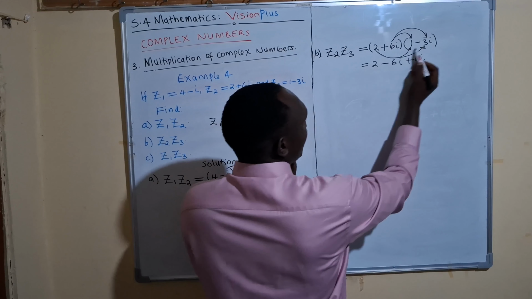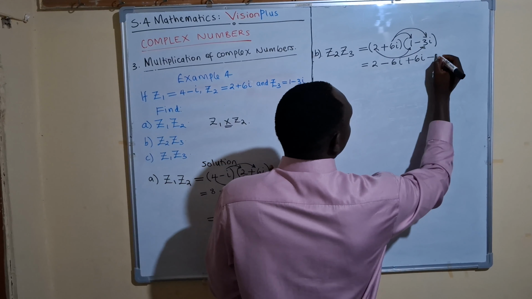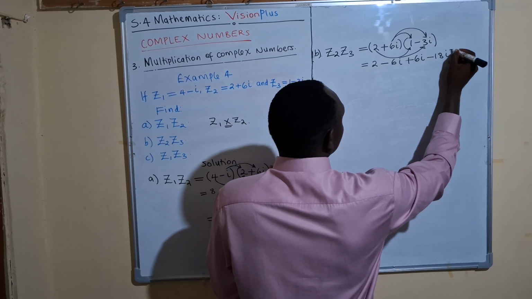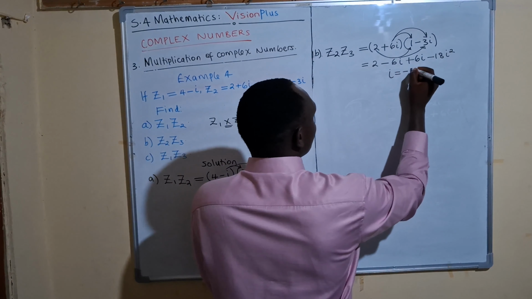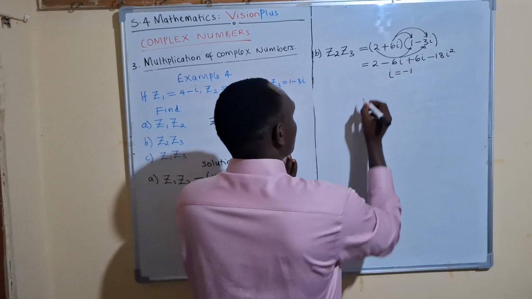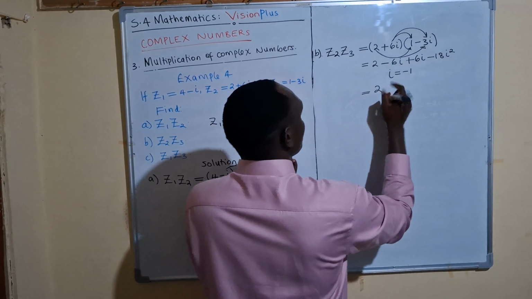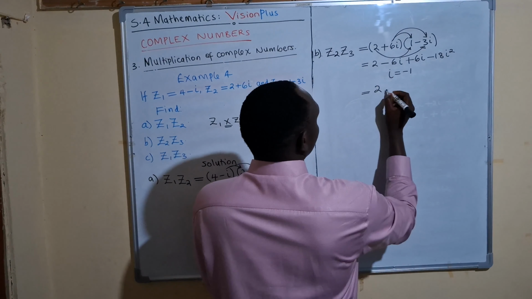Again, 6i, which is positive, times negative 3i. First of all, positive times negative is negative. 6 times 3 is 18. i times i is i squared. But we still keep in mind that i squared equals negative 1. So when we continue here, we shall have 2. What is negative 6 plus 6? That is 0.